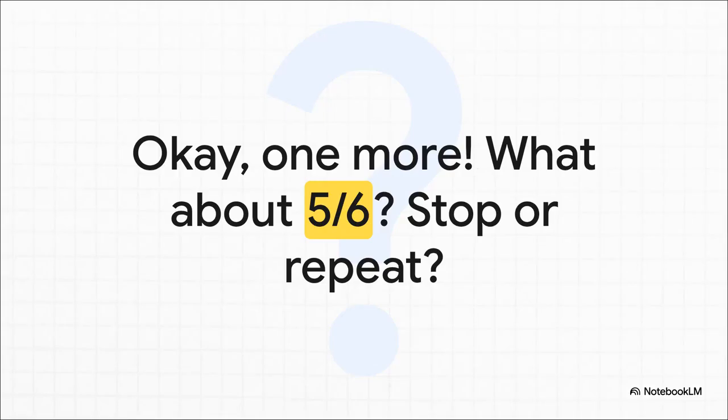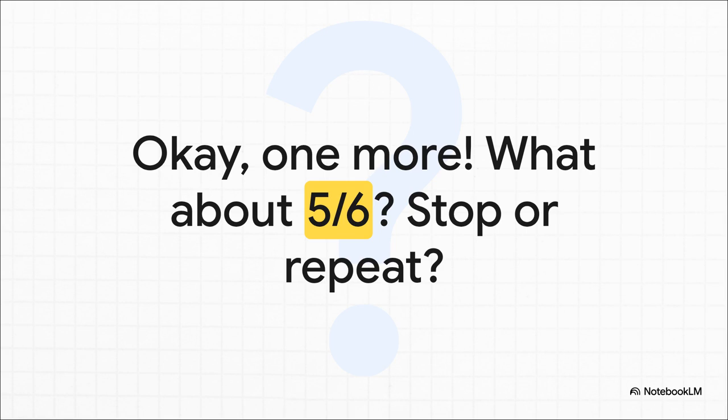Okay, one more for good measure. How about 5 over 6? Stop or repeat? Let's do the steps. Step 1. Is it simplified? Yep. Step 2. The denominator is 6. What are the building blocks of 6? That's an easy one. It's just 2 times 3.